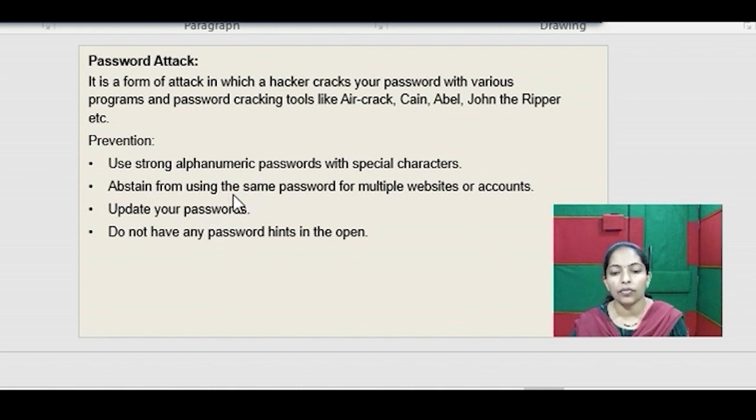Next one is abstain from using the same password for multiple websites or multiple accounts, means you do not have to use the same password for a number of accounts. Update your password regularly and do not have any password hints openly.